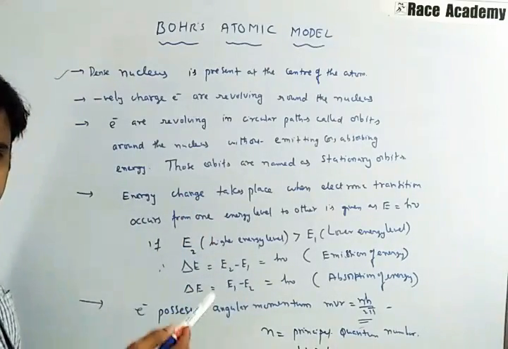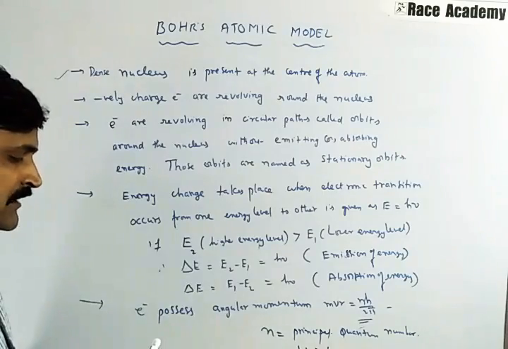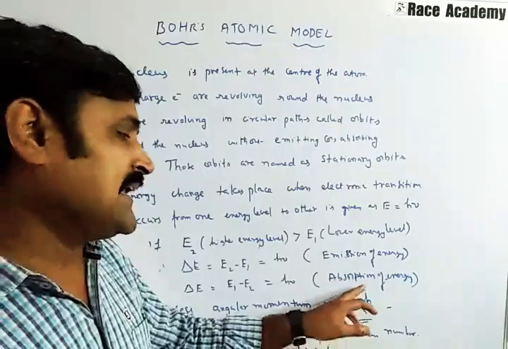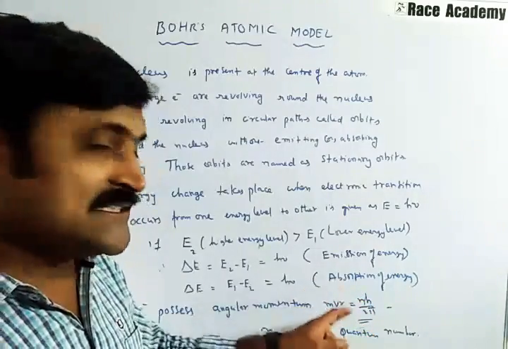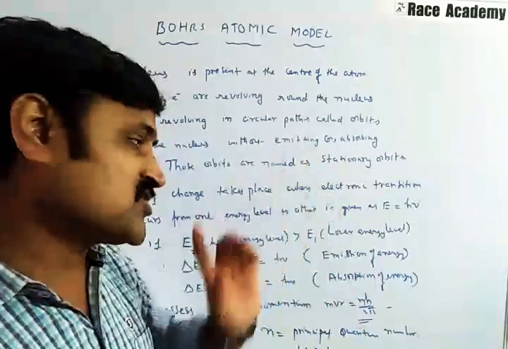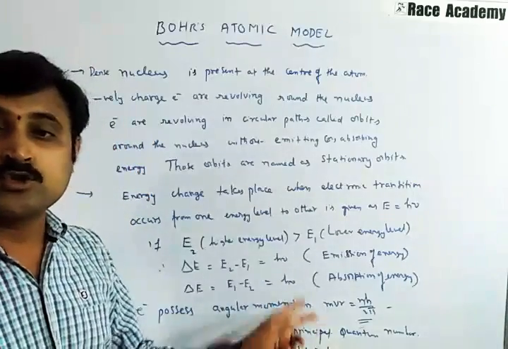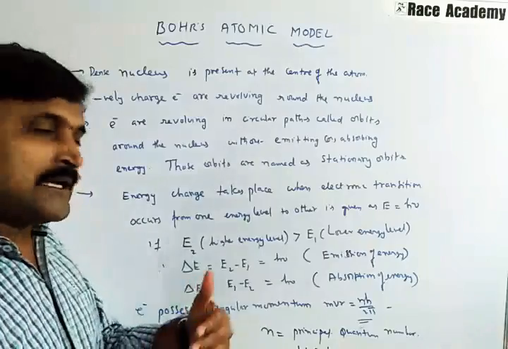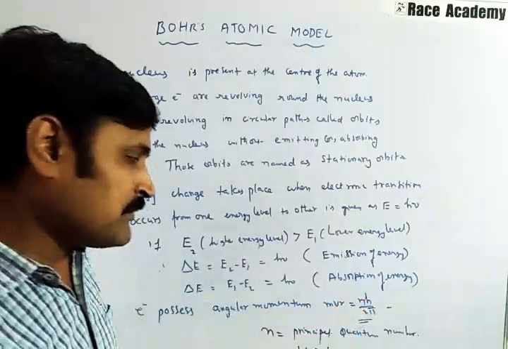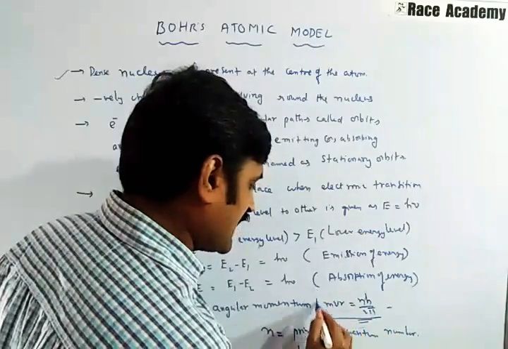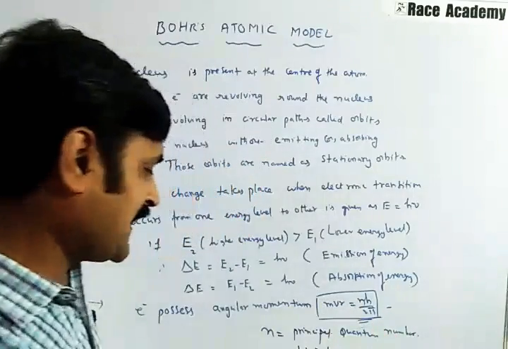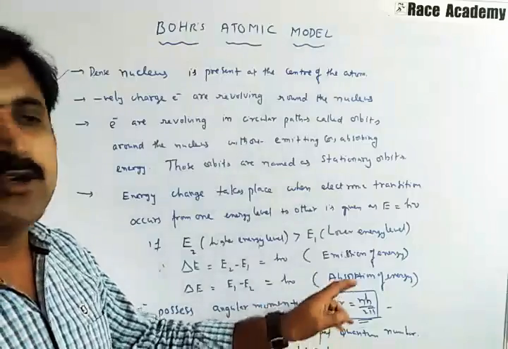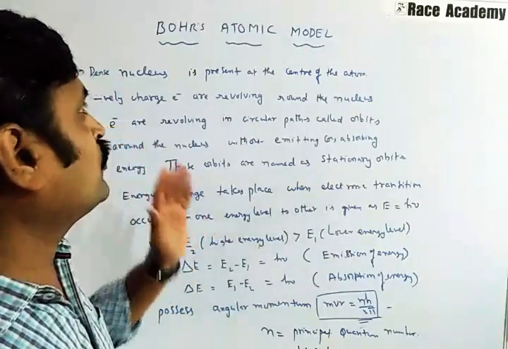Then any revolving particle will possess angular momentum with the value mvr is equal to nh by 2 pi. Actually, mvr is equal to h by 2 pi for the first orbit, and mvr is equal to 2h by 2 pi for the second orbit. It indicates that angular momentum is quantized. That formula, given directly as mvr is equal to nh by 2 pi, describes the n value, m value, v value, r value and all in this Bohr's model.